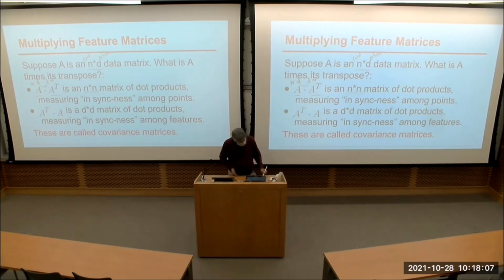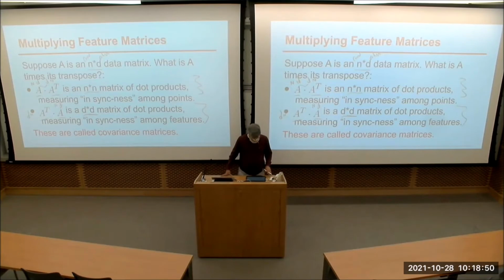If we take A transpose times A, what do we get? A transpose is going to be a d by n matrix times A, which was an n by d matrix. We're going to get a d by d matrix, where each element is going to compare, over all the points, how similar the two dimensions were. So this measures how in sync the features are. This other one measures how in sync the points are.